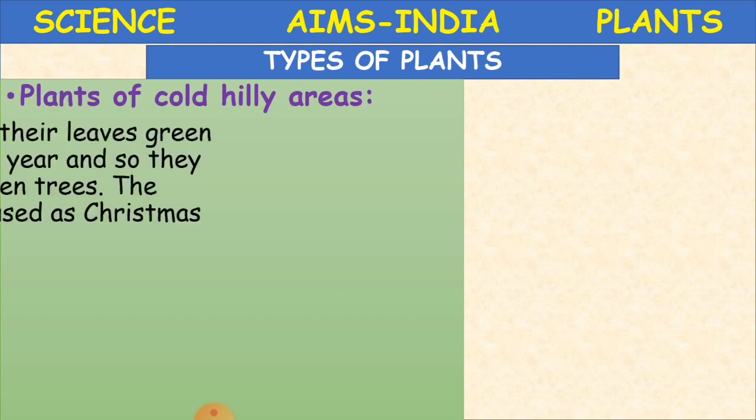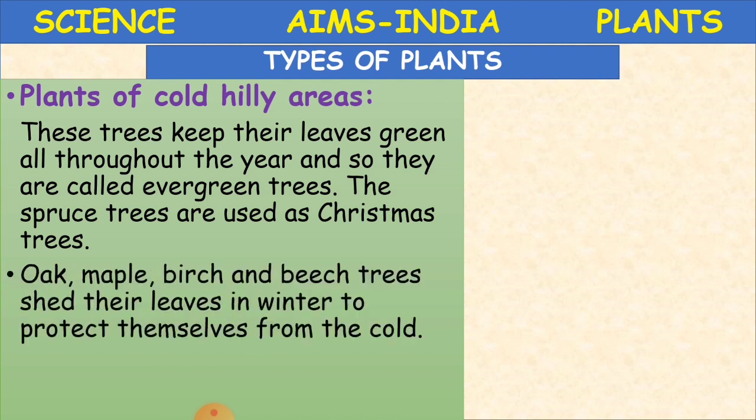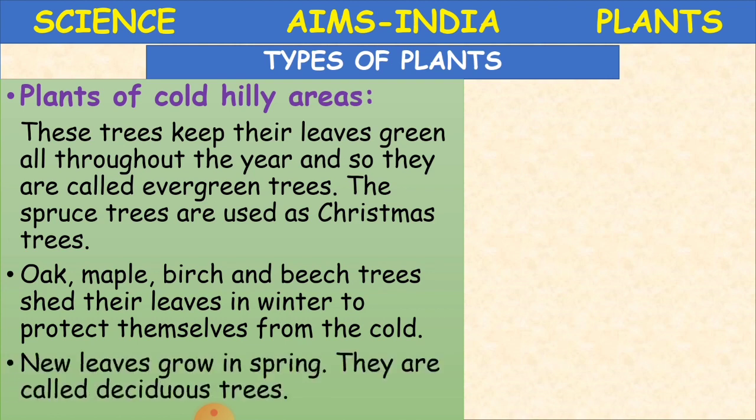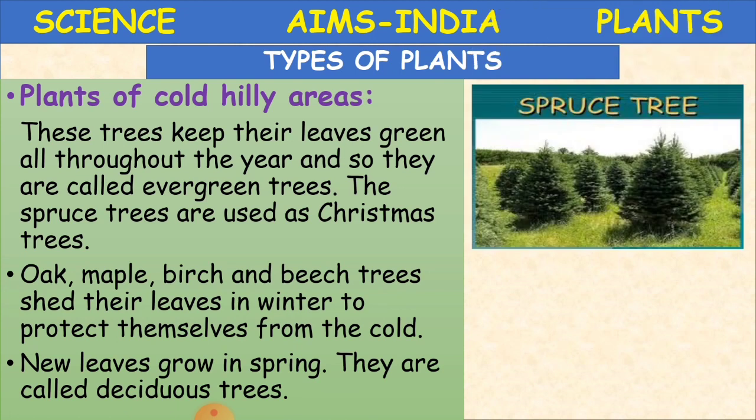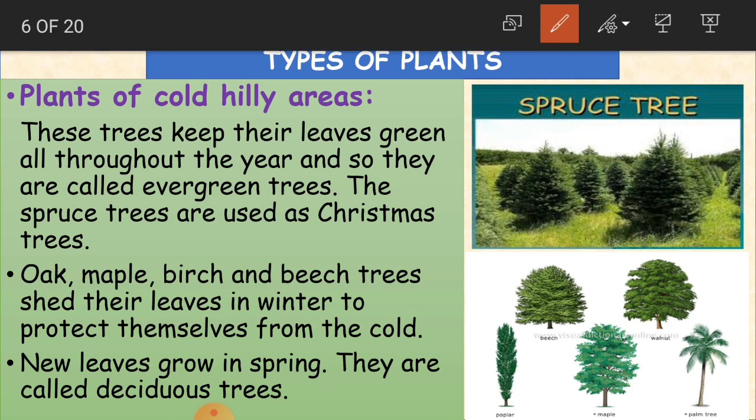Now the second type. Here, these trees keep their leaves green all throughout the year, so they are called evergreen trees. One more speciality of these trees, like pine and fir trees growing in cold hilly areas, is that their leaves are green throughout the year. That is why they are called evergreen trees. What are they called, children? Evergreen trees.